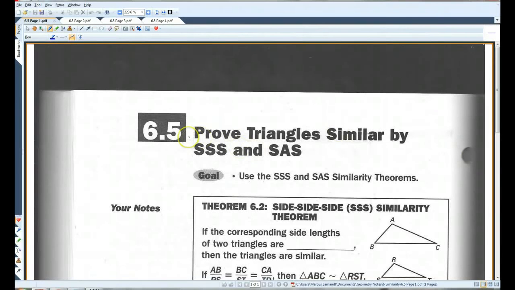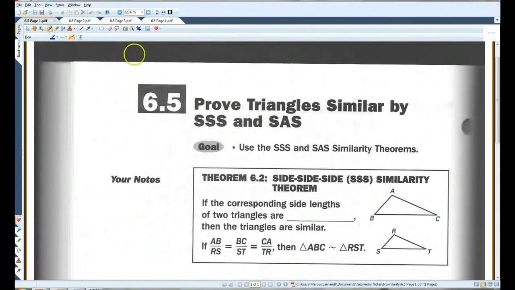Alright, if you guys could please turn to the page in your notes that looks like this. 6.5, prove triangles similar by SSS and SAS.